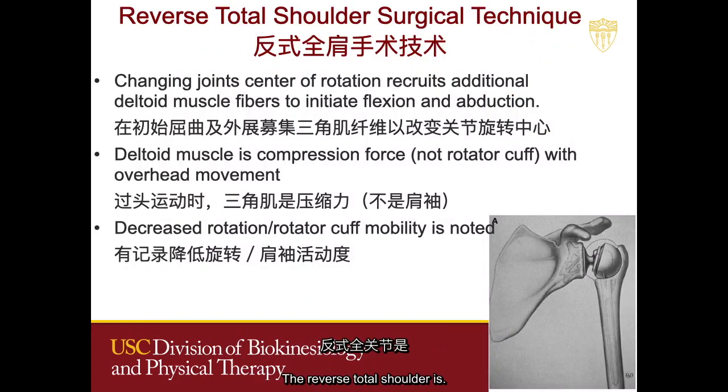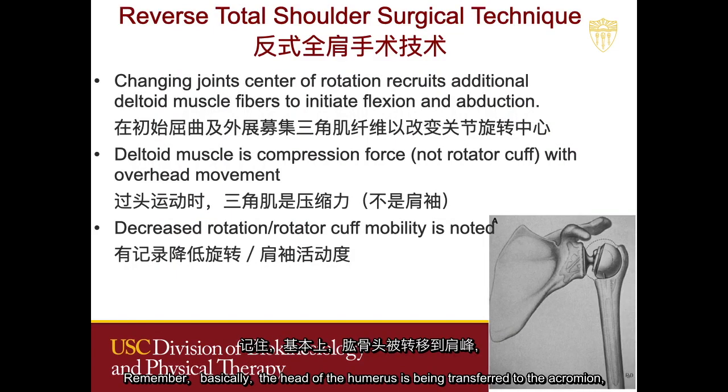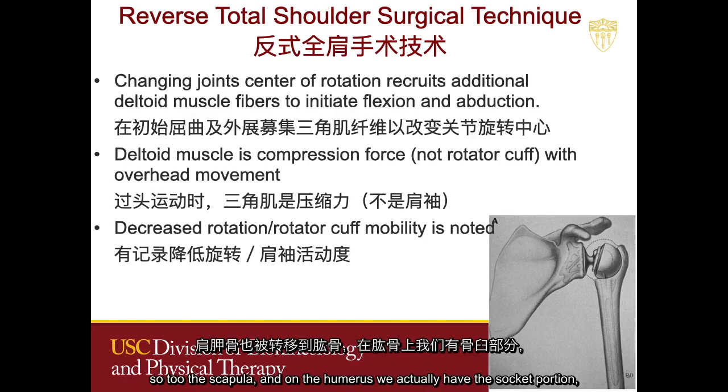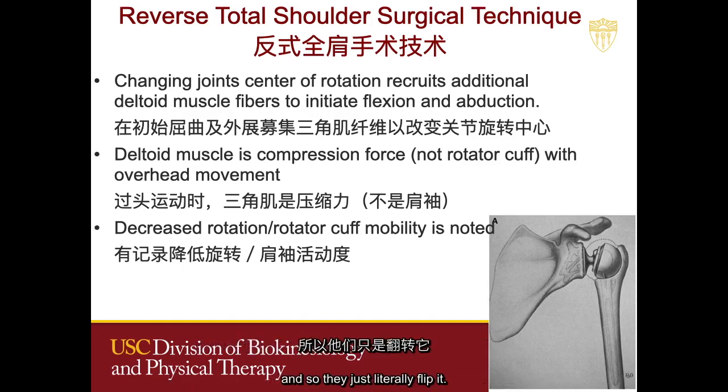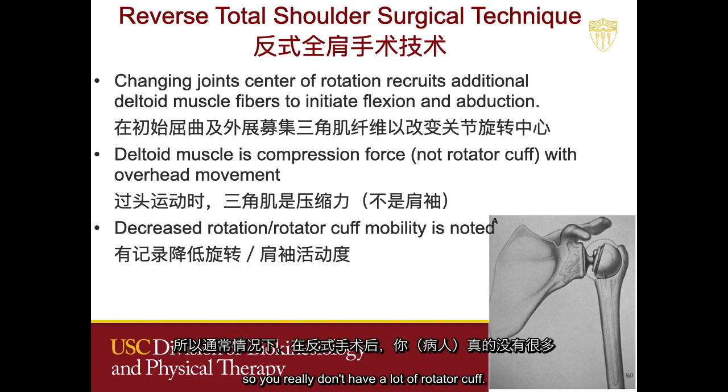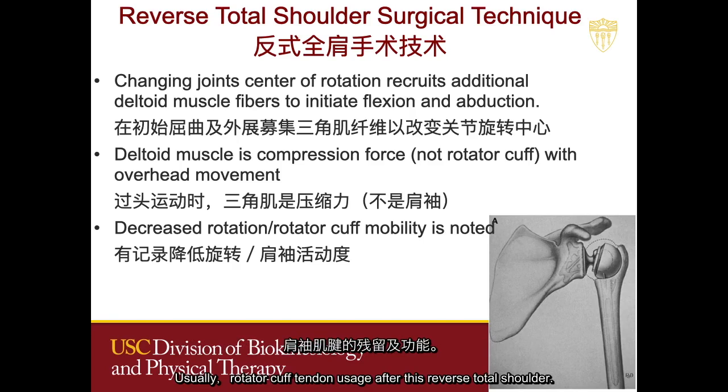The reverse total shoulder is what I consider one of the most interesting surgeries. Remember, basically the head of the humerus is being transferred to the acromion, so to the scapula. And on the humerus, we actually have the socket portion. And so they just literally flip it. And when they do that, they really don't try to spare the rotator cuff a lot. So you really don't have a lot of rotator cuff, usually rotator cuff tendon usage after this reverse total shoulder.